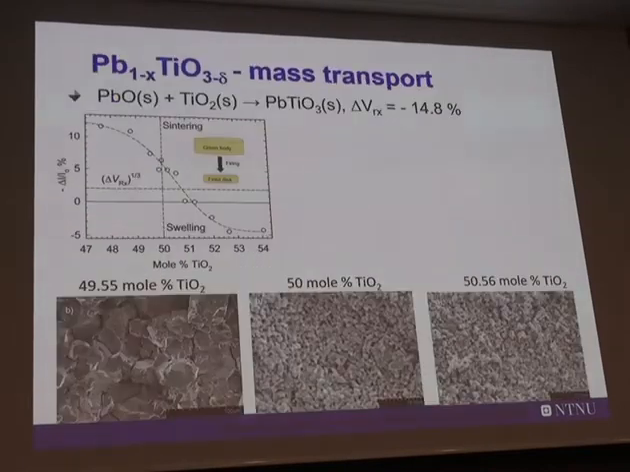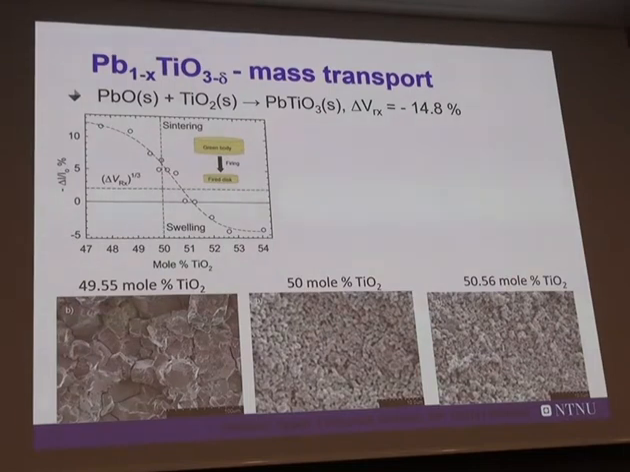If you did the same solid state synthesis of the material by changing this ratio, from a little bit of lead excess to lead deficiency, you see that the microstructure changed dramatically. If you have a little bit of lead excess, you have an exaggerated grain growth, getting very, very large grains, and it actually densifies.